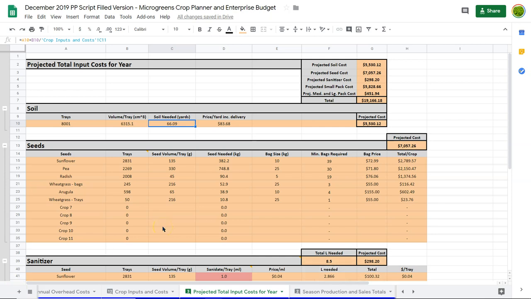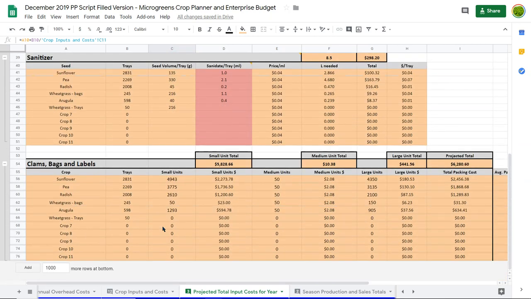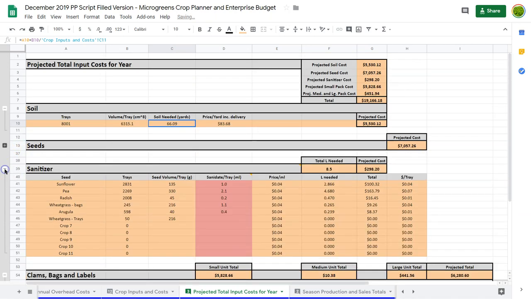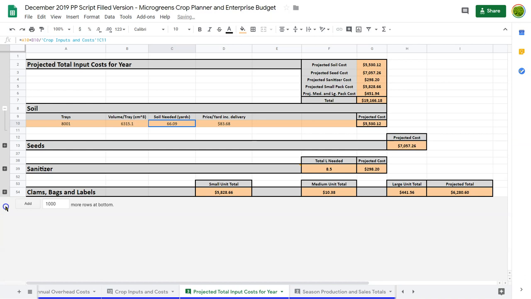Here we're going to look at our projected total input costs for the year, and this is basically going to be our seeds, our soil, our sanitizers, and our packaging and labels. We took a look at some of this stuff earlier, our soil and our sanitizer and our packages. So this is just breaking them down into how that's going to look throughout the whole season.